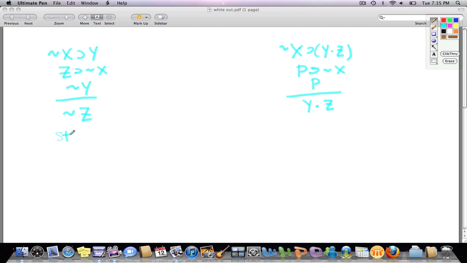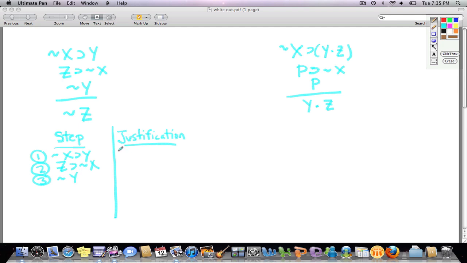What we do is start with a column for our steps and then a column that gives the justification for each of those steps. We begin with our premises, however many premises there are, and enter those as your initial steps in the proof. So first step I have if not x then y. Second, if z then not x. Third step, not y. And the justification is just that those are premises. We don't know if they're true or not. We're interested only in the logical connection between the premises and the conclusion.